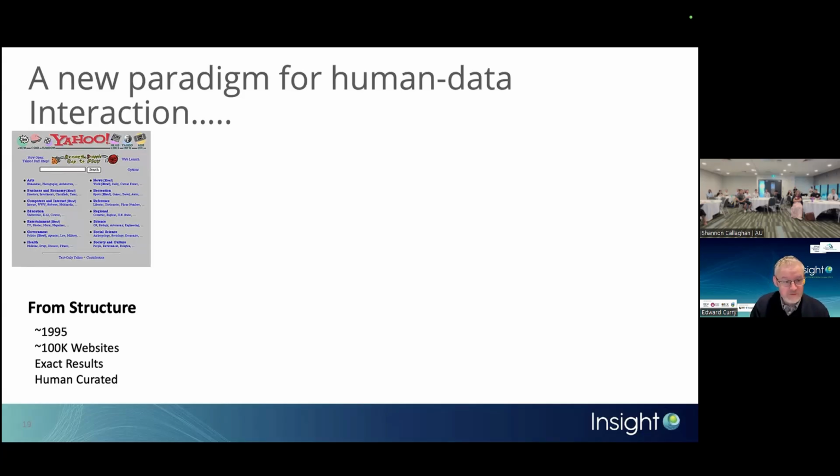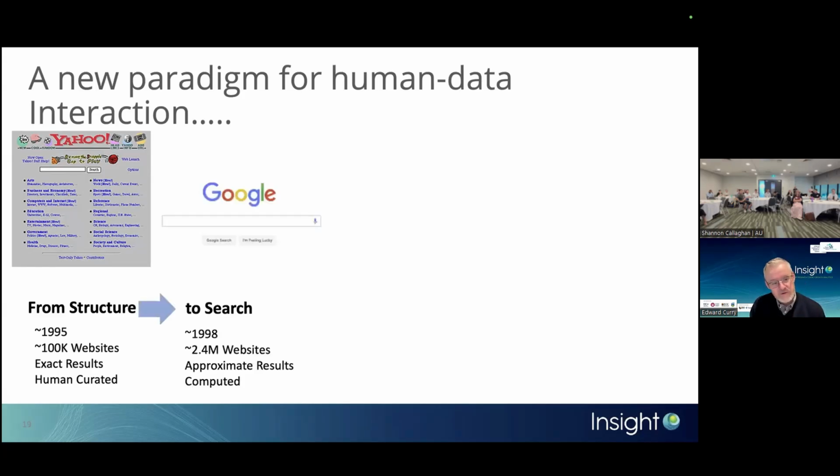It gave you exact results. It was the same as a database query. These were exact results. They were human curated. They were very, very high quality, all based around this taxonomic structure. If you fast forward 3 years later, 1998, we have about 2.5 million web pages. So we've gone from 100,000 to 2.5 million. And suddenly Google popped up.